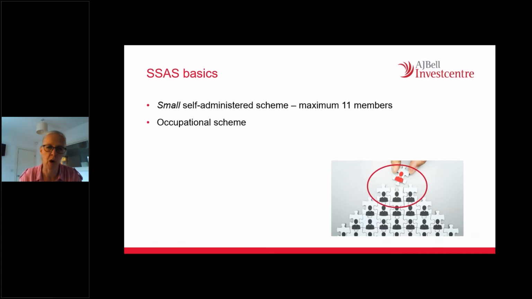Now, having 11 members in a SAS would be pretty unusual. It's far more common to have somewhere between 2 and 4 members of a SAS. That's the sort of normal size scheme, like most of our schemes would be. But you can certainly have 5, 6, 7 members. There's no issue with it, up to the 11 members of the scheme.